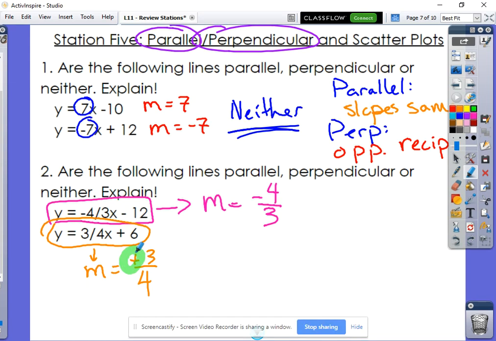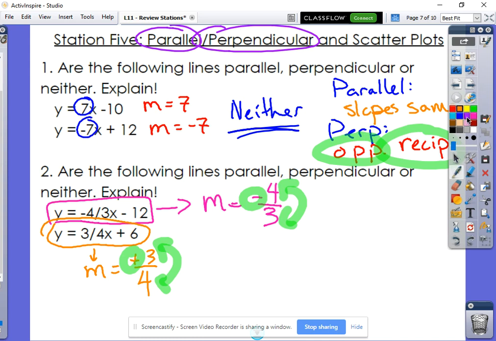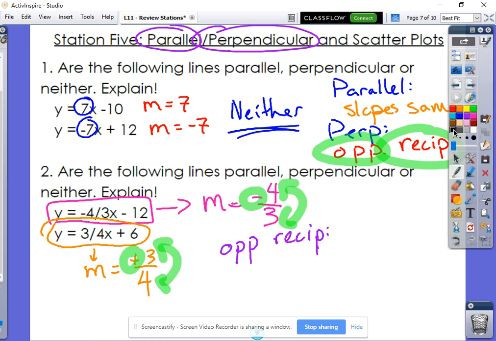This one is positive, this one is negative, and they've flipped each other. You see how they are flips? They're the flipped version of one another. So that meets our two criteria over here. These are definitely opposite reciprocals. So because they are opposites and reciprocals, our conclusion is these two lines are perpendicular.